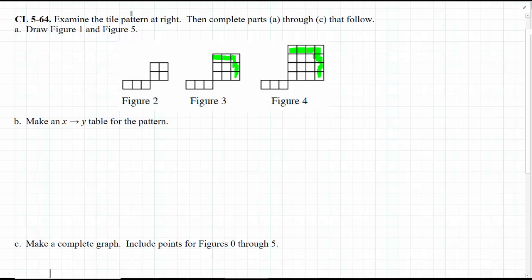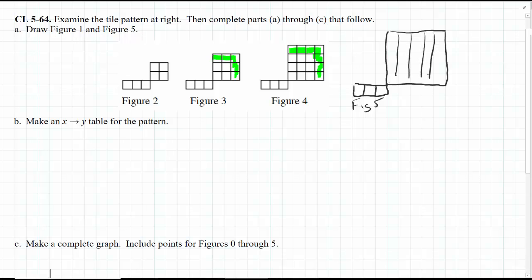Well, figure 5, okay, it looks like this square is going to be the figure number by the figure number. Okay, so if it's a figure 5, looks like this tail is still going to be the same with 3, okay, but instead of a 4 by 4, it's now going to be 5 by 5. So let's see, 1, 2, 3, 4, 5, 1, 2, 3, 4, 5, okay, that's a 5 by 5 square.